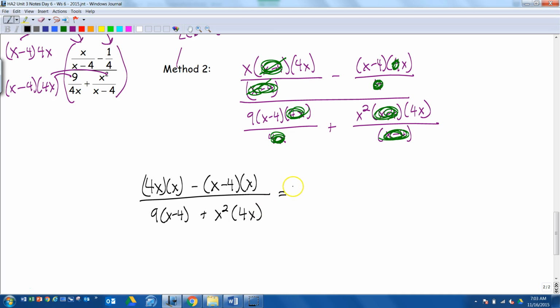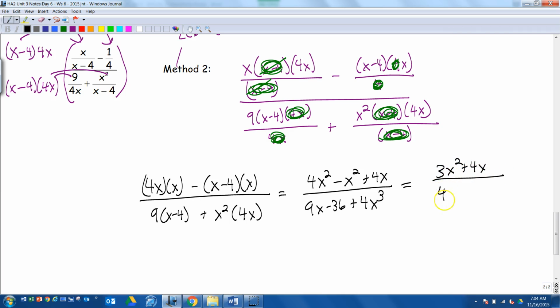So we multiply the tops, we get 4x squared minus x squared plus 4x over 9x minus 36 plus 4x cubed, which already is our denominator we had earlier. So we get, what do we get? 3x squared plus 4x over 4x cubed plus 9x minus 36.